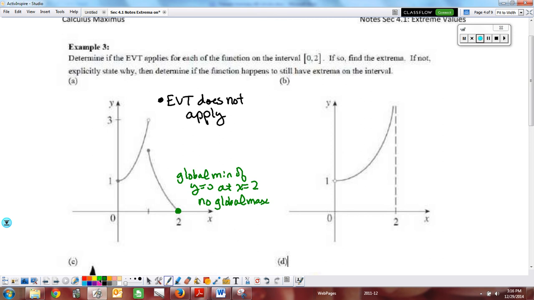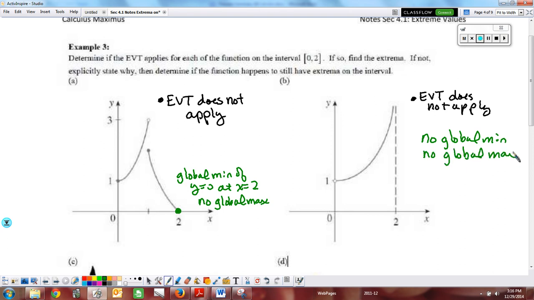In B, EVT does not apply again. We don't have a closed interval because we have an asymptote here at 2. Or you could also kind of look at it as we're not continuous on the closed interval because at 2, there's no function value. Can we still look and see whether we have a max or a min? Well, we actually have open on both sides here, and this appears to be the lowest location of a point. This actually has no global min and no global max.